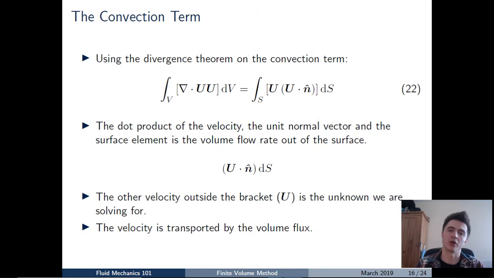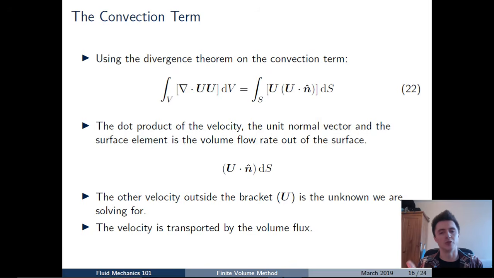And what we've now got is a surface integral over the surface of our entire cell of u, the velocity field, multiplied by u dot producted with the unit normal vector on the surface of the cell at that point, and then integrated over the cell. If we take a minute to think about what this physically represents, the term in the brackets, u dot n times the element of surface, is actually the volume flow rate out of the cell at that point.